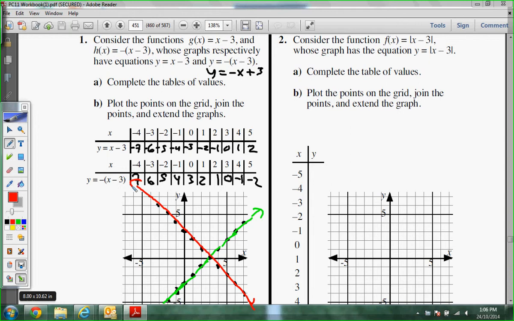Okay, so absolute value of x minus 3. So now what I'm doing now is, I'm just going to fill out just using x minus 3. So negative 5 minus 3 is negative 8. Absolute value of negative 8 is 8. Negative 4 minus 3, again, it's going to be 7, 6, 5, 4, 3. This is where it gets interesting. 2, 1, 0, 1. It's not going to be negative. Because 4 minus 3 is 1, it bounces back up to positive 1. That's the v aspect. So let's go and plot these points.